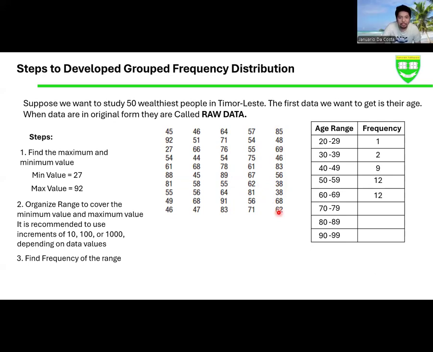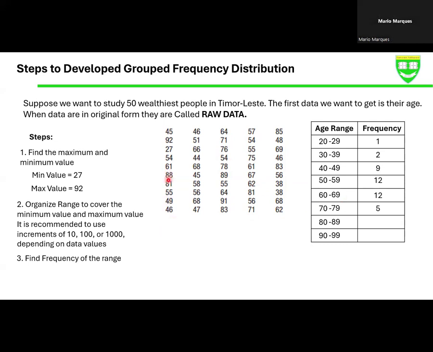Okay, what about from 70 to 79? So 70 to 79. We don't have it here. So 1, 2, 3, 4, 5. Yes, 5. What about from 80 to 89?